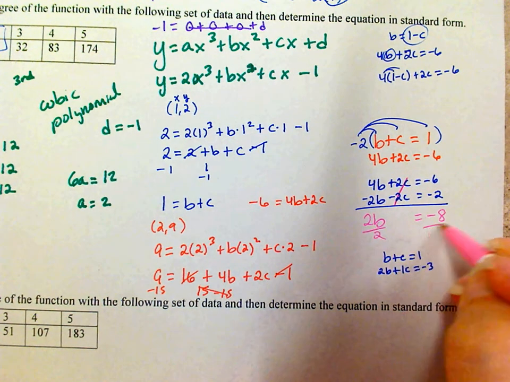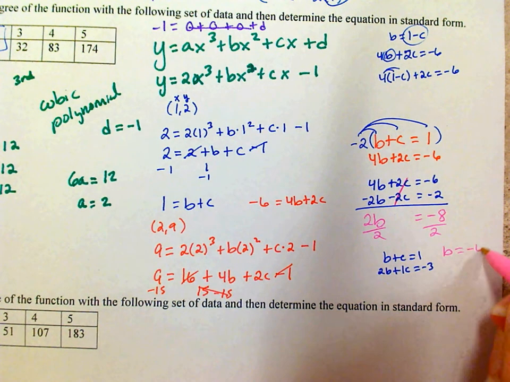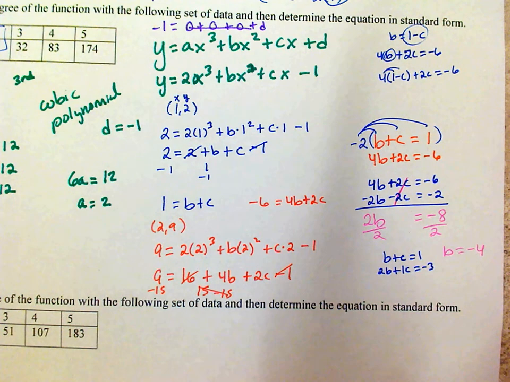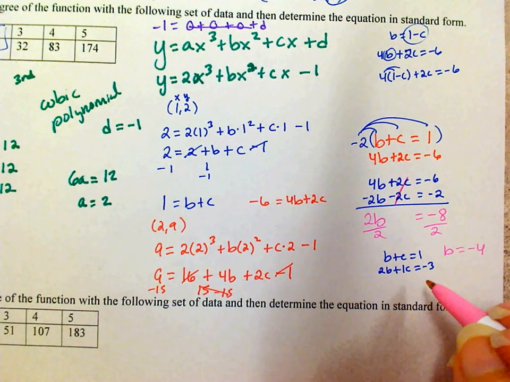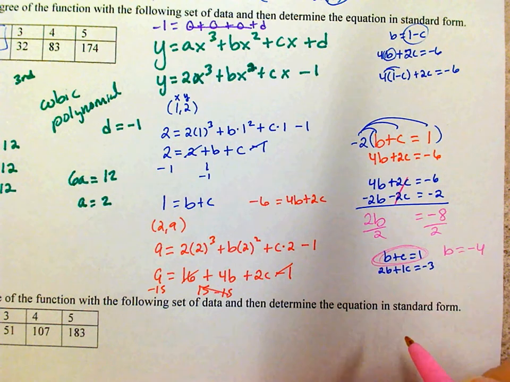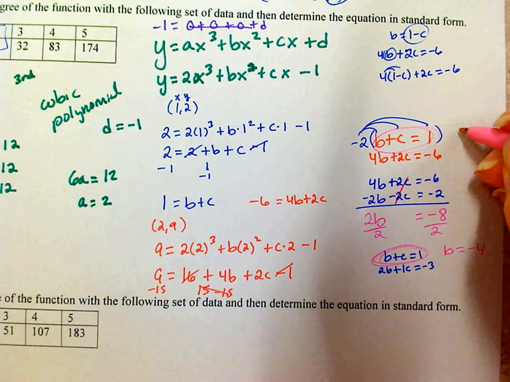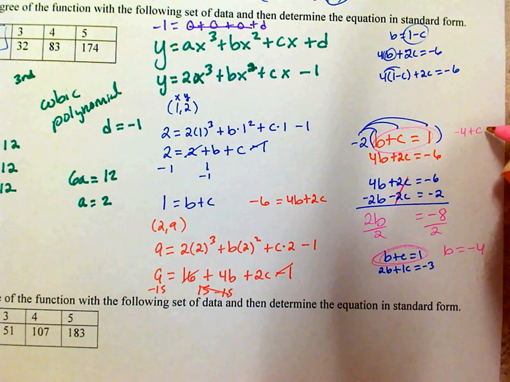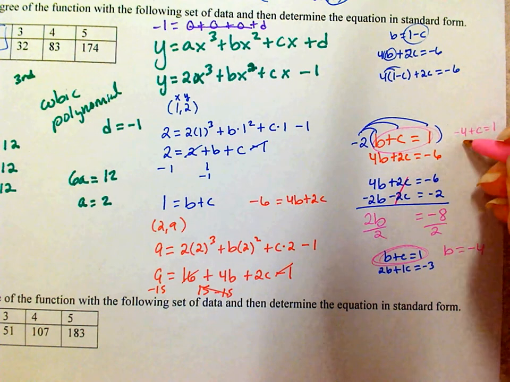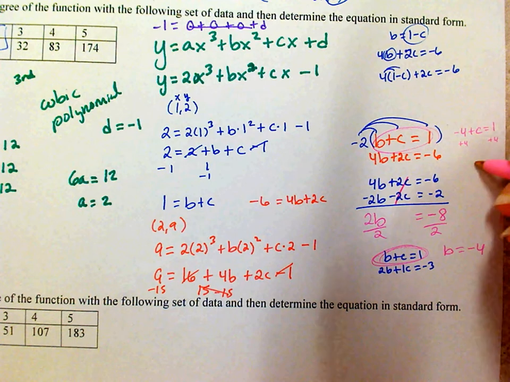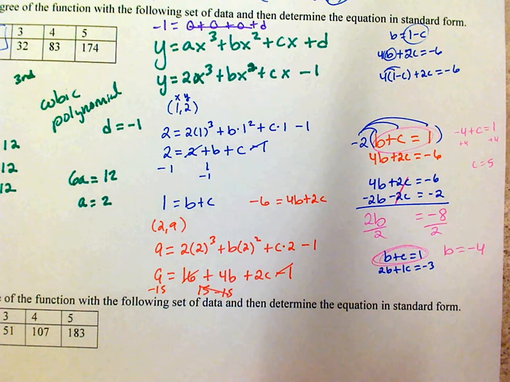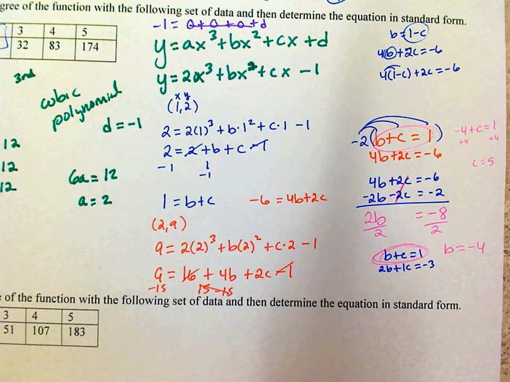Okay? Well, if B equals -4, then I'm going to go back to this equation right here. B plus C equals 1, right? So B, which is -4, plus C equals 1. So if I add 4, then C equals 5. Okay. So I know A, I know D, now I know B, and I know C.